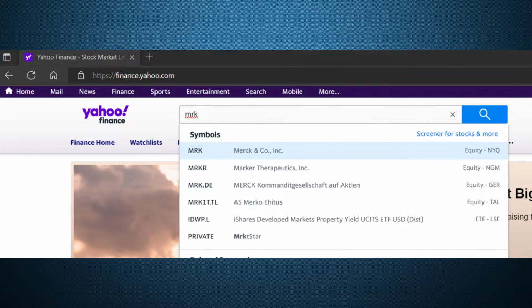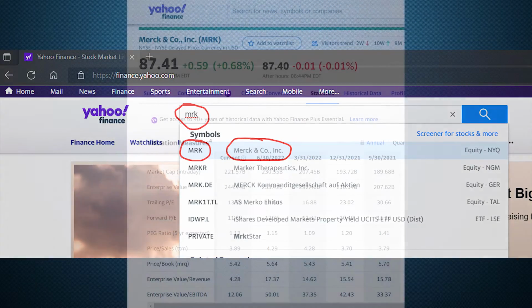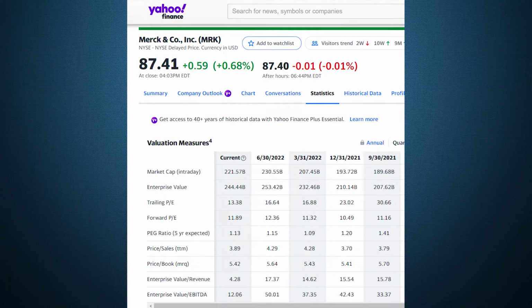So let's go ahead and type in the search bar MRK, which is the ticker symbol for one of my favorite value dividend stocks that I actually own myself, which is a company called Merck, and this is a giant pharmaceutical biotech company. And if we click on the statistics tab, we can see some of the most commonly used basic valuation metrics and ratios.